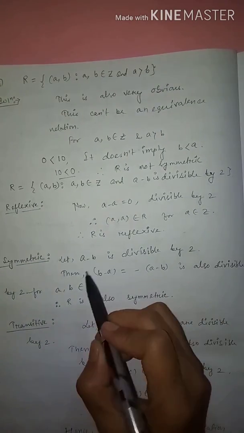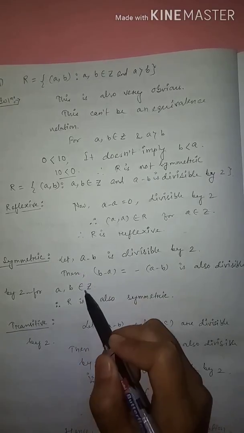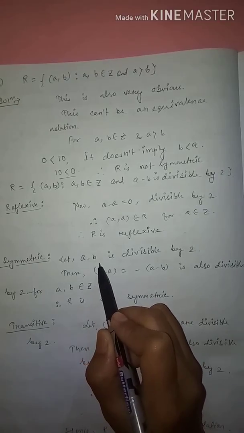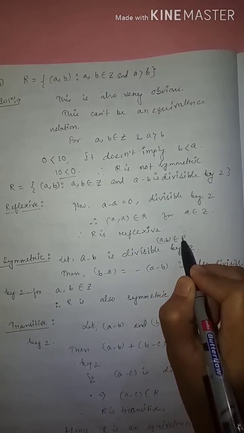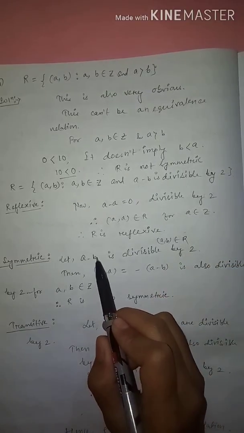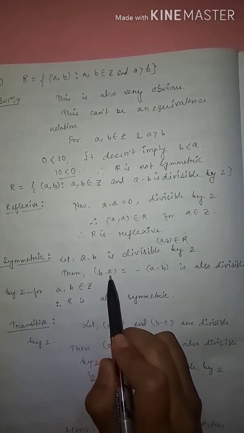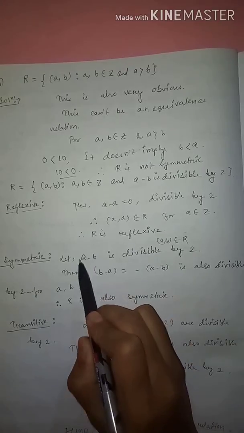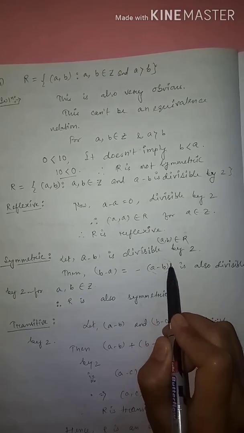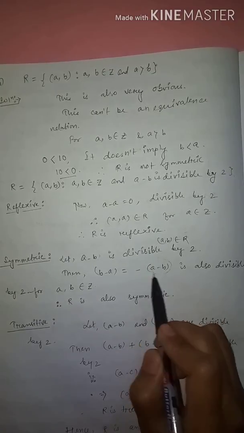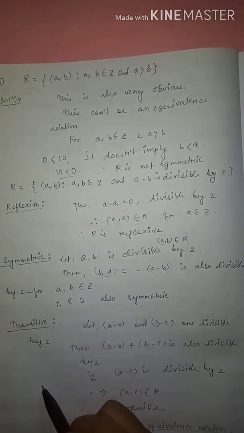Now symmetricity. Let A minus B is divisible by 2. That means we have taken that the element A comma B belongs to R. Now B minus A is nothing but the negative of this A minus B. B minus A equal to minus of A minus B. Since this is divisible by 2, so obviously minus of this also divisible by 2. Therefore B minus A is divisible by 2.